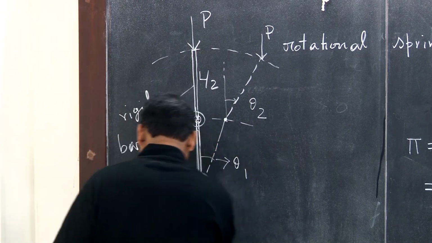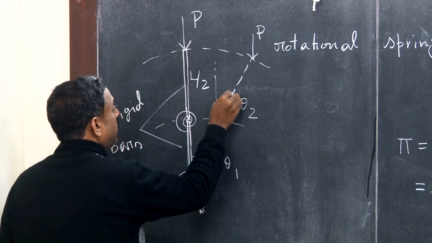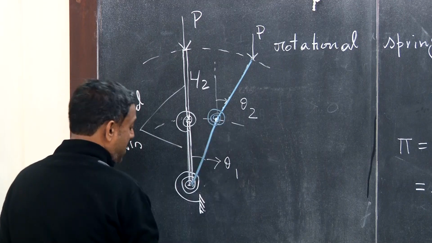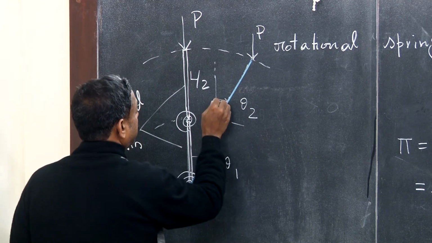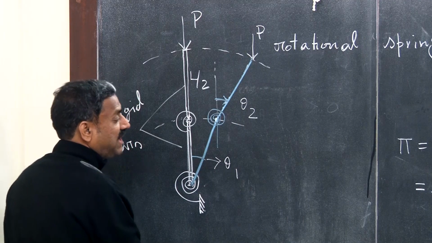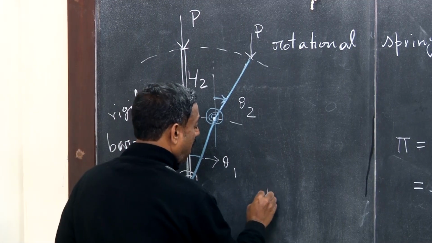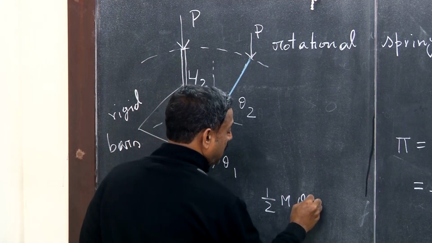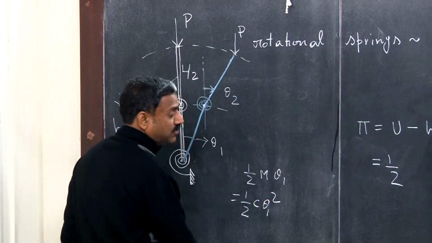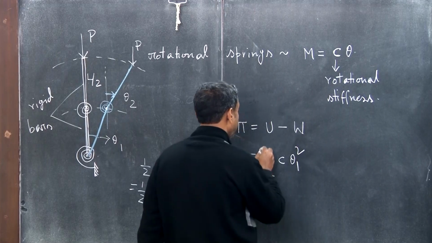So please note that here the spring was there, and here the spring is there, and this rotation is happening with respect to this vertical axis, theta 1. So please note that the strain energy is nothing but half M into theta 1, and M is nothing but c into theta 1. So half c theta 1 square, that was the strain energy in the first spring.